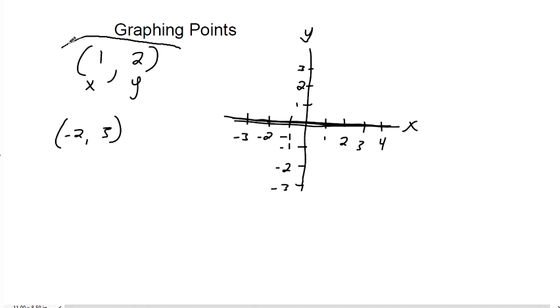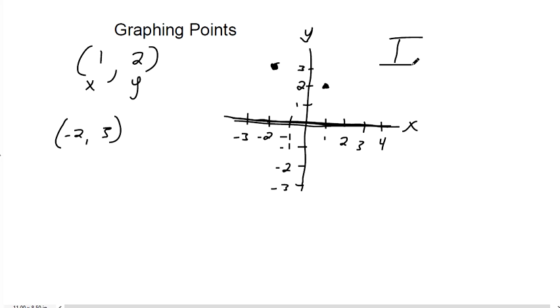So this point here, 1, 2, you go to 1 on the x-axis, 2 on the y-axis, and it's like Battleship. You see where they meet, and that's where you plot your point. -2, 3, you go to -2 on the x-axis, and then go to 3 on the y-axis, so those meet up right about here.